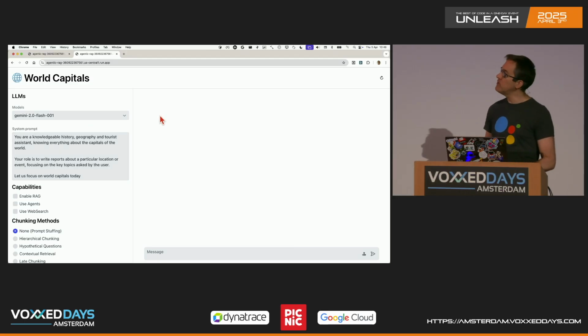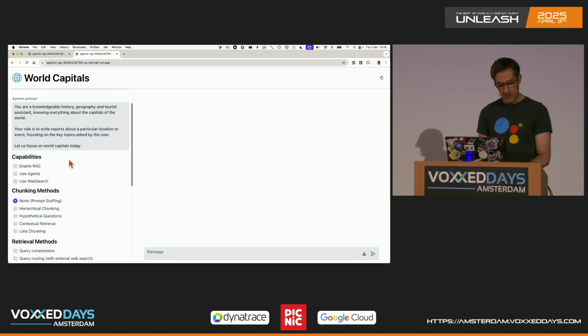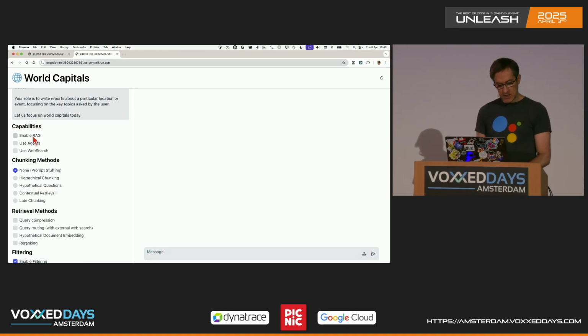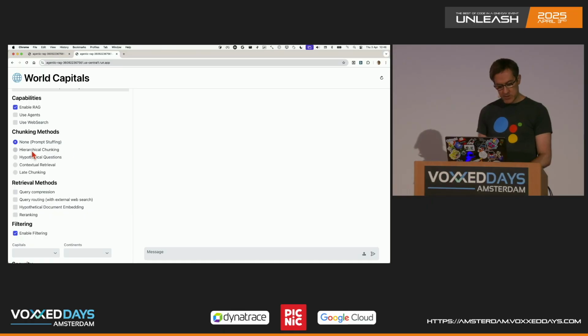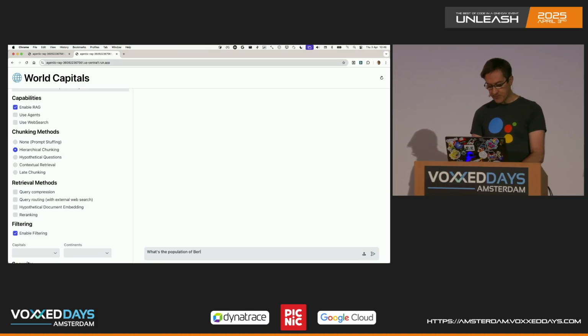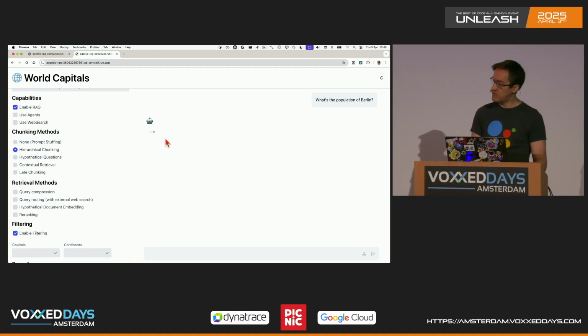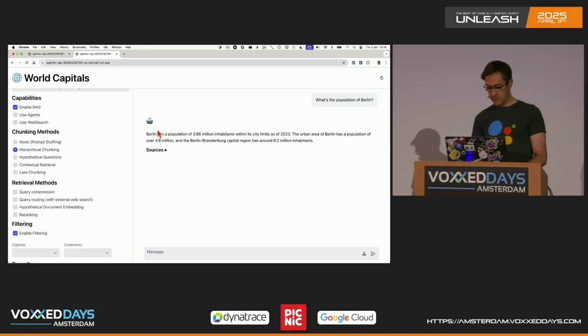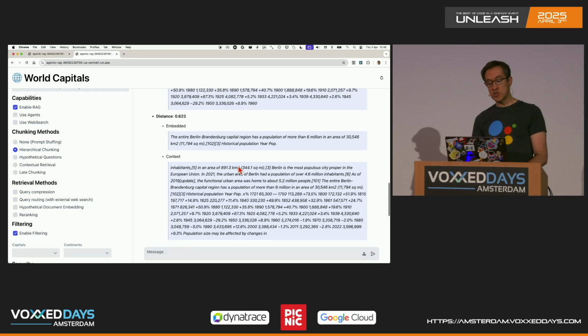So I loaded a few capitals, including Berlin. And let's say I enable RAG, and I'm going to use this hierarchical kind of chunking. And I'm going to ask, what's the population of Berlin? Okay. And let's see, it's going to search my vector database, and it's going to give me some results. And hopefully, yeah, it works. So, okay, 3.66 million inhabitants, and you can show the sources.